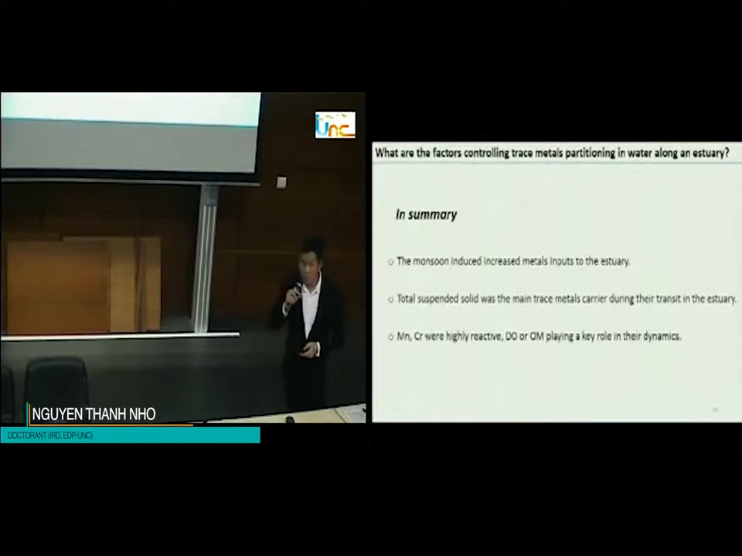And in summary of this context concerning the trace metal partitioning between particulate and dissolved phase along the Can Gio estuary, as follows. The monsoon induced enriched metal input to the estuary. Total suspended solids were the main trace metal carrier during their transit in the estuary. Manganese and chromium were highly reactive. Dissolved oxygen and organic matter play a key role in their dynamic.